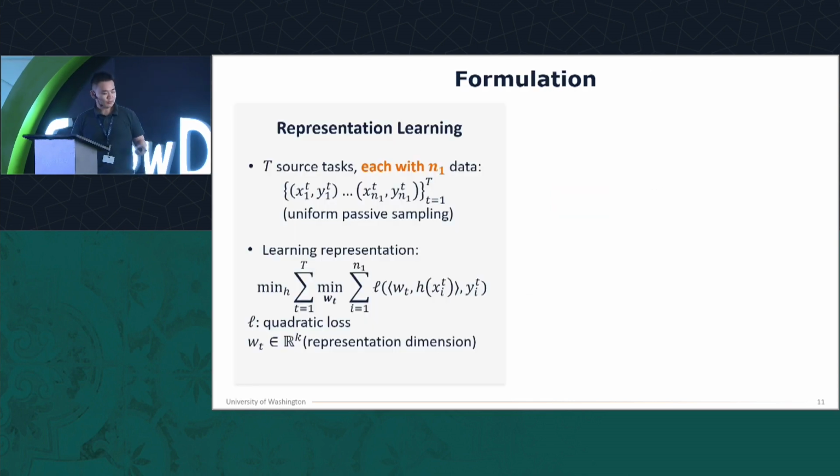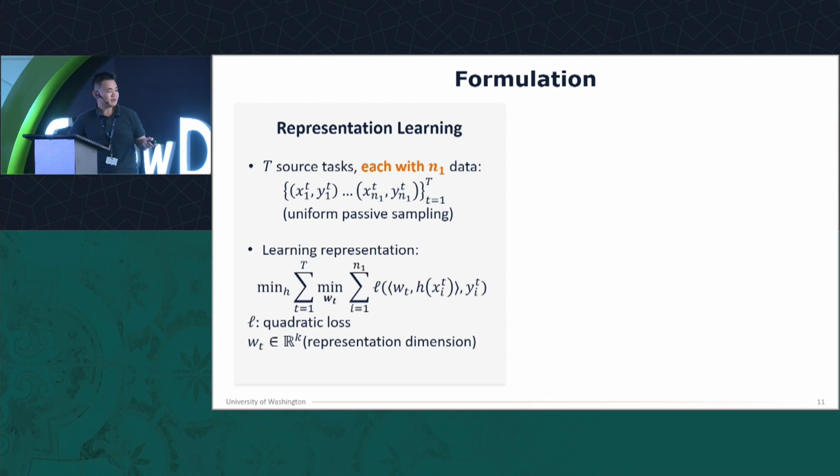So this is a more formal formulation. Let's say we have T source tasks, each with N1 data points. These are the notations for the source tasks: you have (X_1^t, Y_1^t) to (X_{N1}^t, Y_{N1}^t), and t is from 1 to big T. This is called uniform sampling, because each task has the same number of data points. Later I'll talk about active sampling, where you have different numbers of data points for different tasks, and then you can actually further improve the performance.